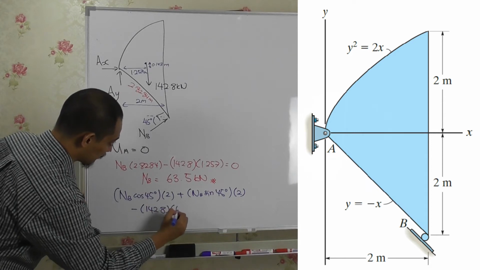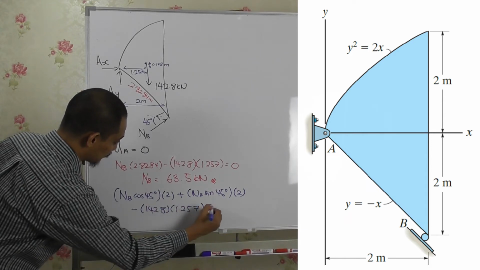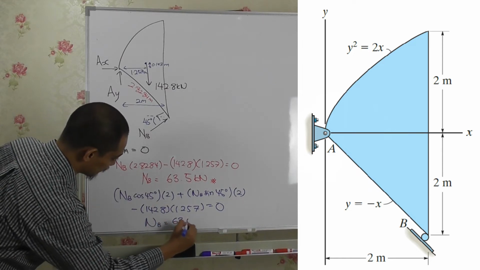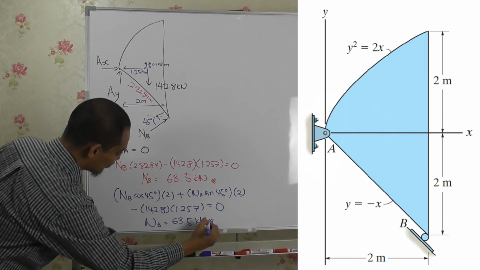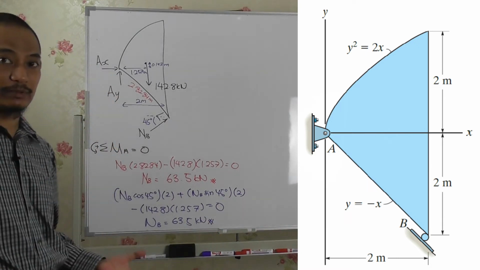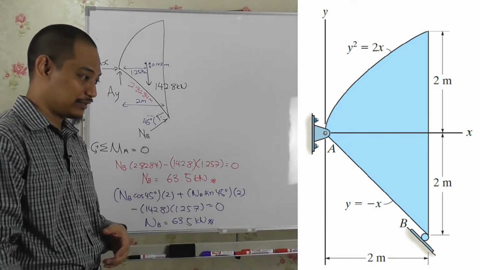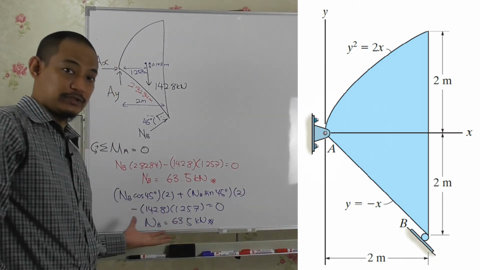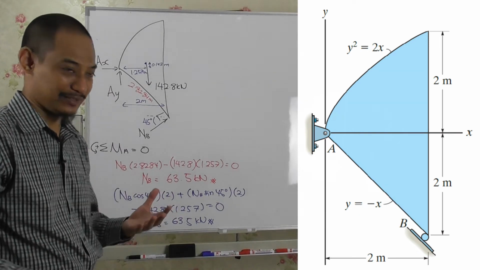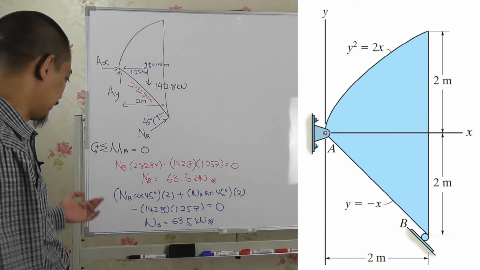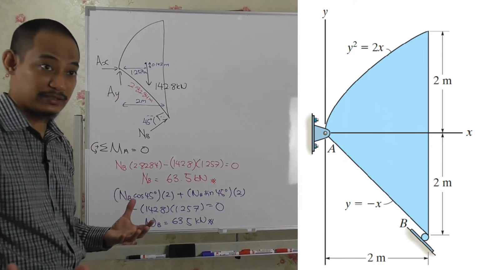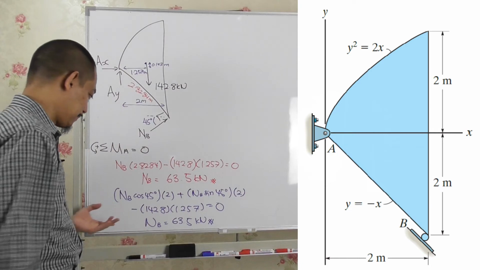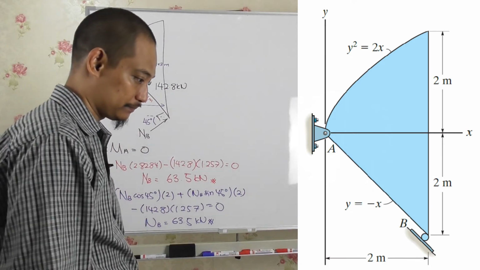142.8 times 1.257 equal to 0. If you calculate this one, you should get the same answer for NB, 63.5 kilonewton. So either way, it should give you the same answer. Do verify if you do not trust me. Do not blindly trust anyone, just prove it yourself, right? And then you will be convinced. That's the nature of the world, right? Either way, you're calculating the same thing, it's just a different method of resolving. The answer should be the same. All right.